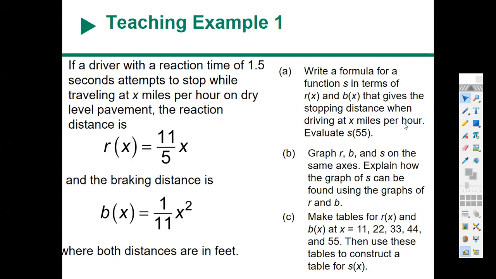How's that? Okay, so here it says if a driver with a reaction time of 1.5 seconds attempts to stop while traveling at X miles per hour on dry level pavement, the reaction distance is R of X equals 11/5 times X, and the braking distance is B of X equals 1/11 times X squared, where both distances are in feet. It wants us to write a formula for a function S in terms of R of X and B of X that gives the stopping distance when driving at X miles per hour. And then evaluate.